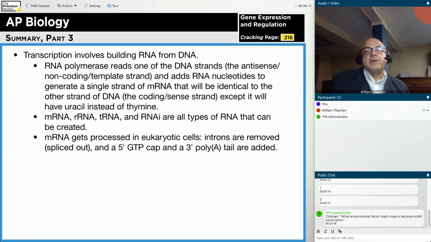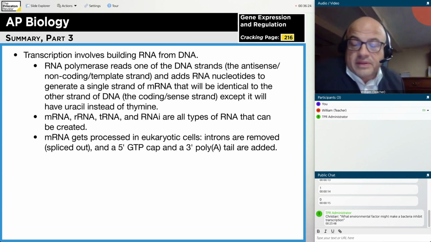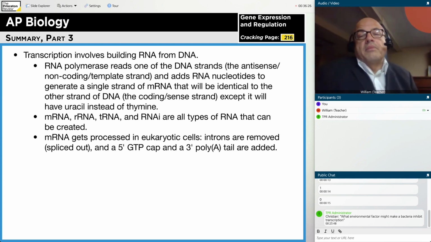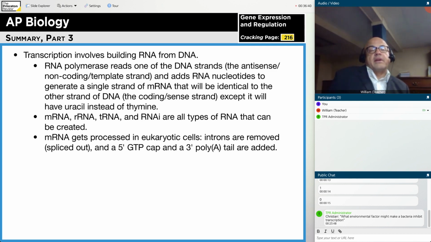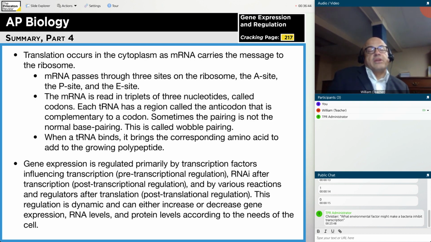Transcription is going to be building from DNA to RNA, right? And so you have to have your RNA polymerase, in this case, reading one of the DNA strands and adding the nucleotides, right? And what else did we talk about? Except that you've got uracil in this case now. All right, so you have your messenger, ribosomal, and transfer RNAs, and they're all different parts that can be created. And that's going to be processed in the eukaryotes: introns spliced out, and your 5' cap and 3' poly A tail that we talked about.